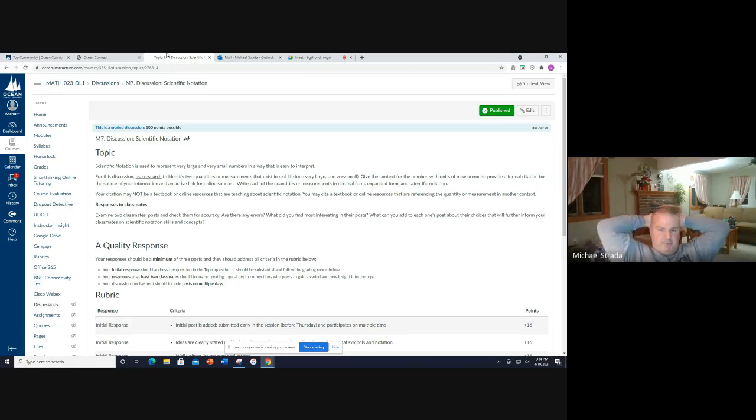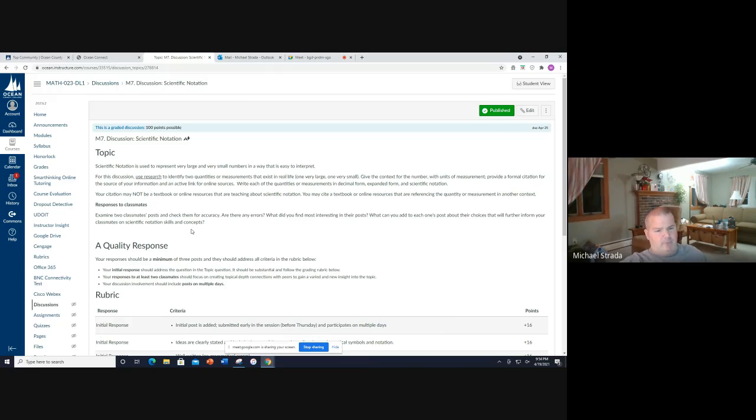Write each of the quantities or measurements in decimal form, expanded form, and scientific notation. So you have to rewrite the number in all three. All right. Your citation may not be a textbook or online resources that are teaching about scientific notation. So they're looking for you to find a number written in scientific notation in something outside of the scientific notation lesson. You may cite a textbook or online resource that are referencing the quantity or measurement in another context.